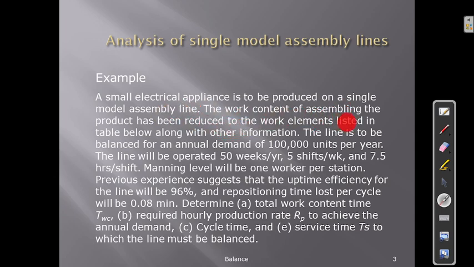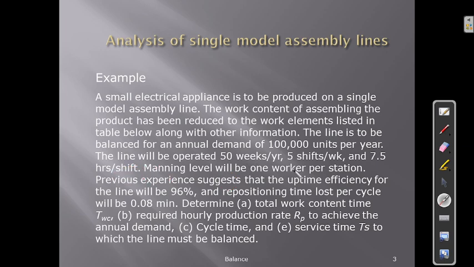The work content of assembling the product has been reduced to the work elements listed in the table below, along with other information. The line is to be balanced for an annual demand of 100,000 units per year. The line will be operated 50 weeks per year, 5 shifts per week, and 7.5 hours per shift.